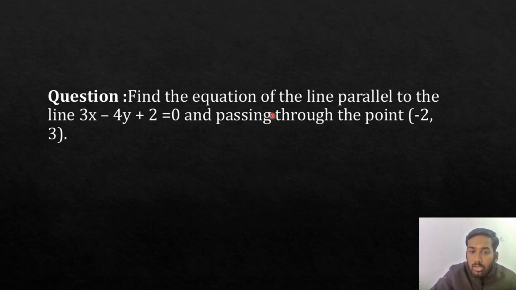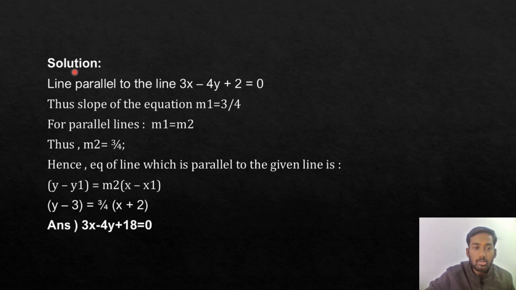In the question, the lines are parallel to each other. For the parallel condition, the slopes must be equal. So the slope of this line would be equal to the slope of the required straight line. Hence we find the slope and apply the formula to find the equation of the straight line.